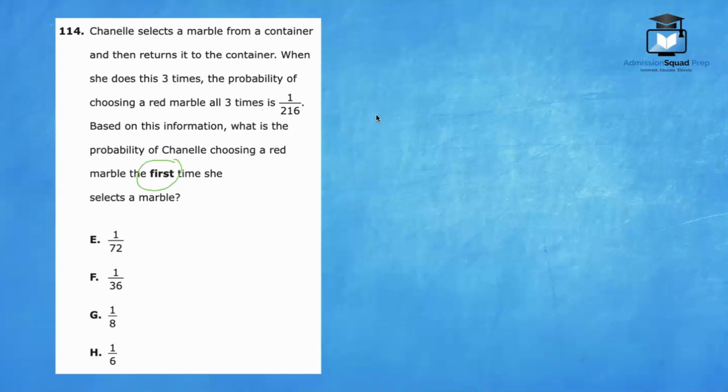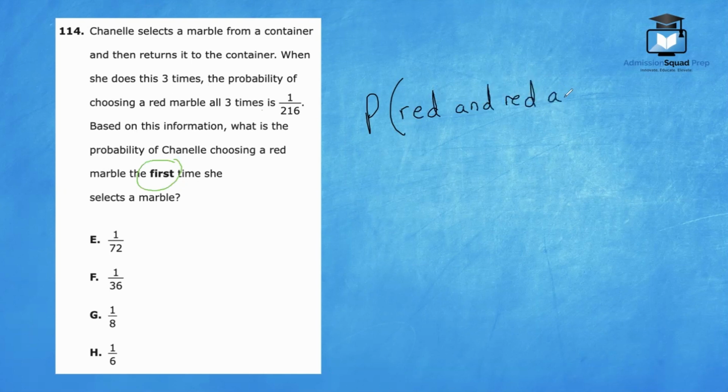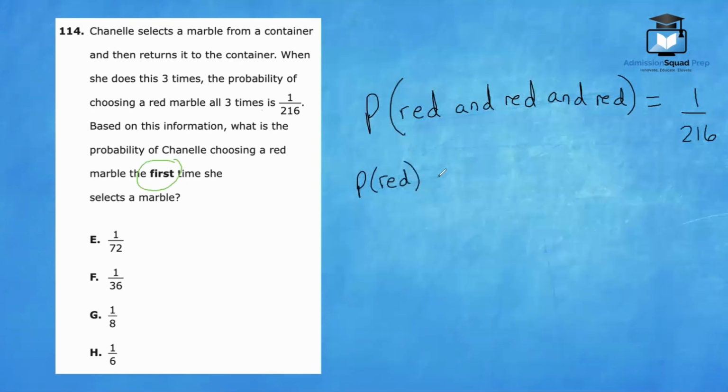In order to identify the probability of an event happening 3 times, we would want it to happen the first time, then we would want it to happen again, and then we would want it to happen a 3rd time. And the problem tells us the probability to get the red marble 3 times is 1 over 216. The counting principle tells us that we can simply multiply the probability of getting a red times the probability of getting a red again. This is with replacement because we noticed that the marble was returned to the container. So the probability will be the same every time.